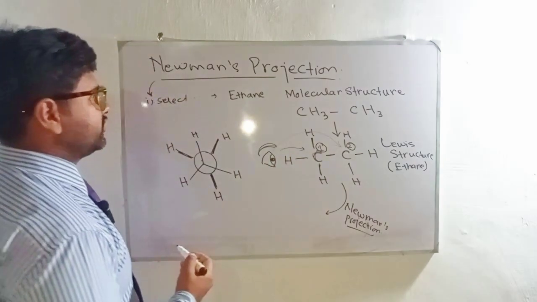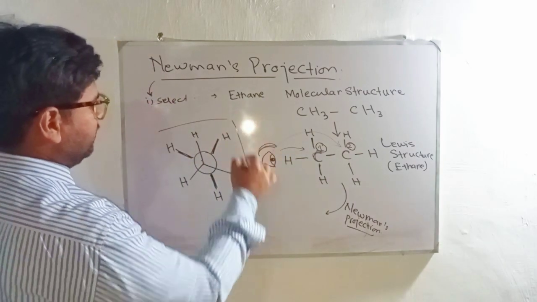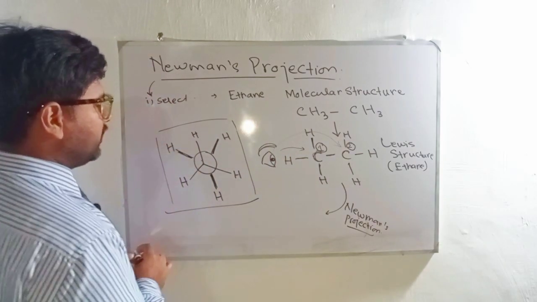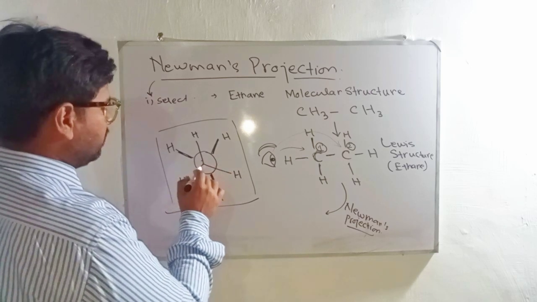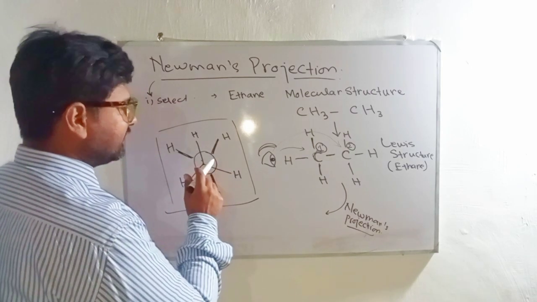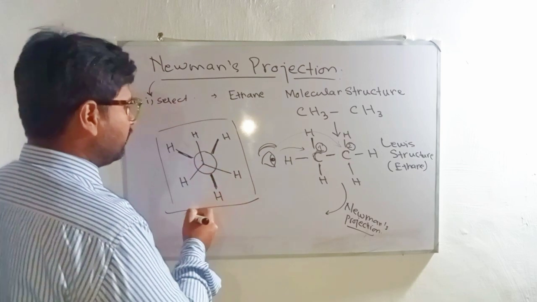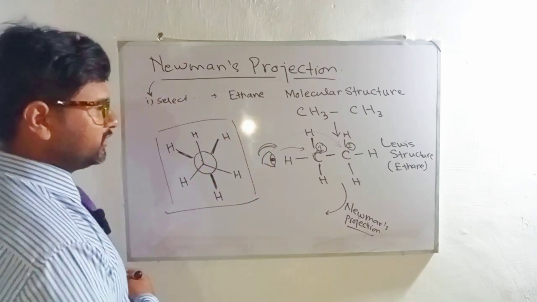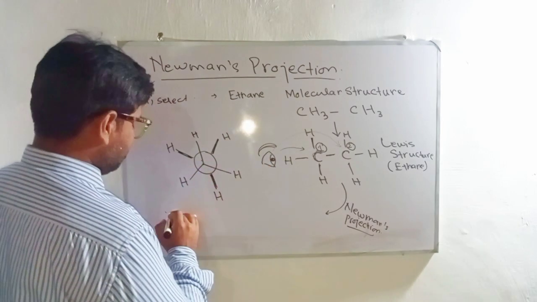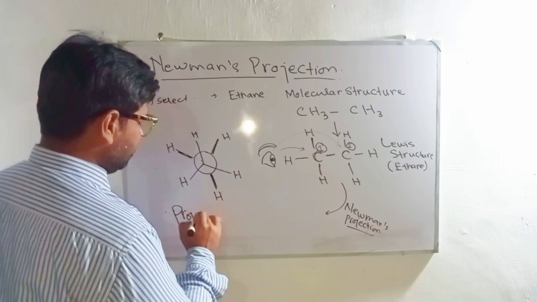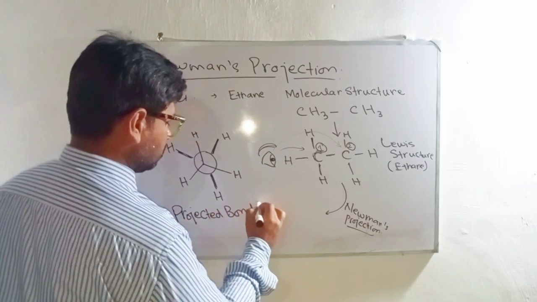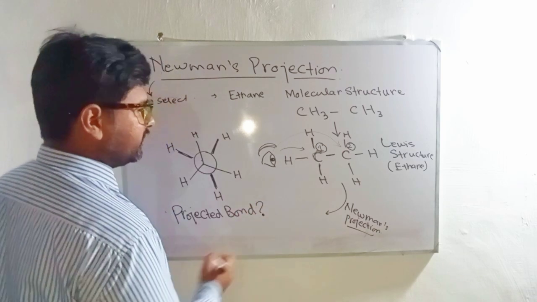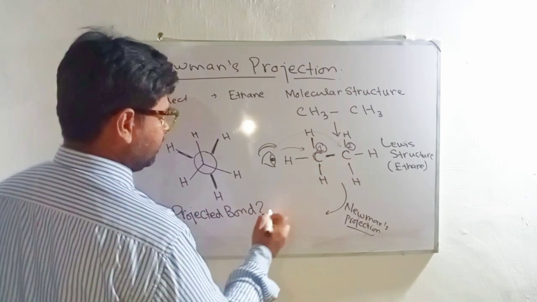So any projection that looks like this, in which we are viewing the structure through the projected bond, will be called Newman's projection. Now what is the projected bond in this case? The projected bond will be our desired bond.